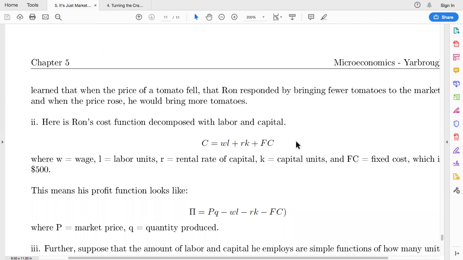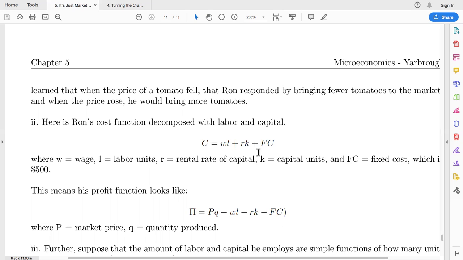The way that we're going to do this is we're going to first establish that his total cost function looks like this, where his labor cost, which is W times L, that's the wage he pays his employees, and L is the number of employees he has, plus the rental rate of capital times the number of units of capital used, and then of course the fixed cost component, which is not a function of employees and is not a function of the amount of capital that he purchases. So the variable cost function is just his labor cost plus his capital cost, and then he still has that fixed cost.